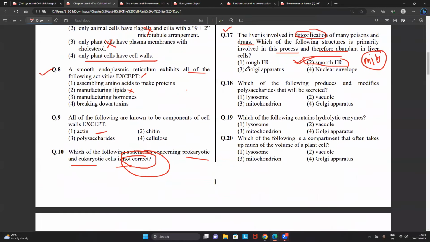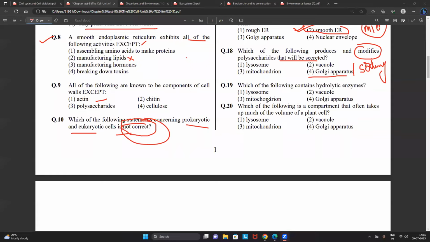Now, question number 18. Which of the following produces and modifies polysaccharides that will be secreted? I am asking the question about which modifies. Obviously, friends, the one involved in the modification is the Golgi apparatus. Why only the Golgi apparatus is involved in the modification? That modification we can call sorting. What is the reason? The reason is that, friends, it has an abundant amount of enzymes.